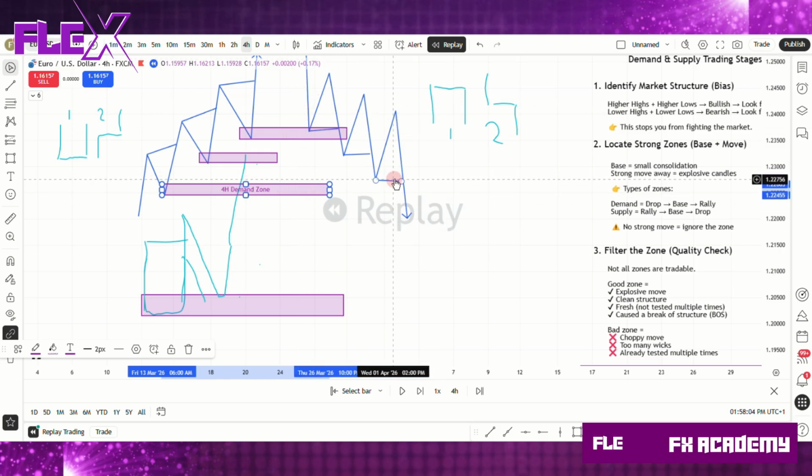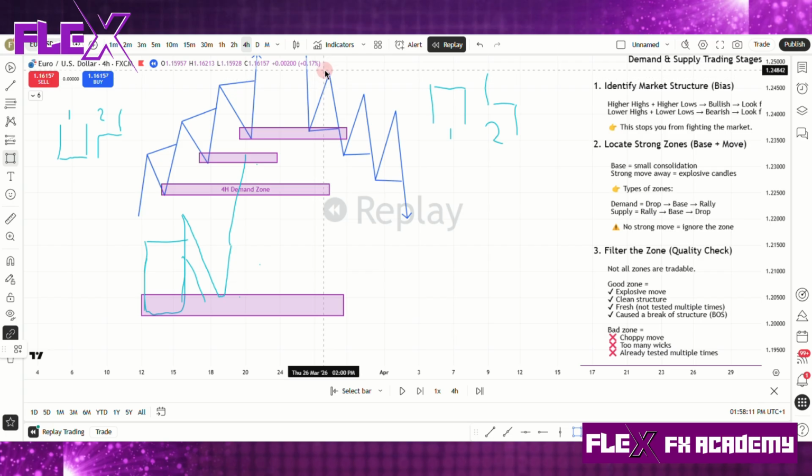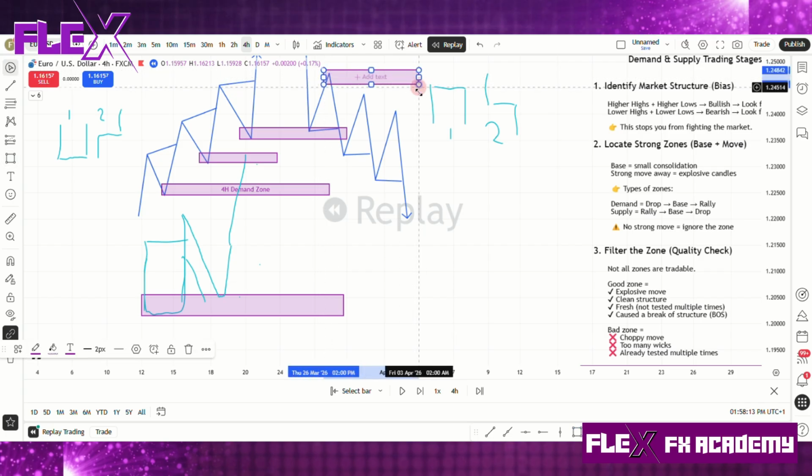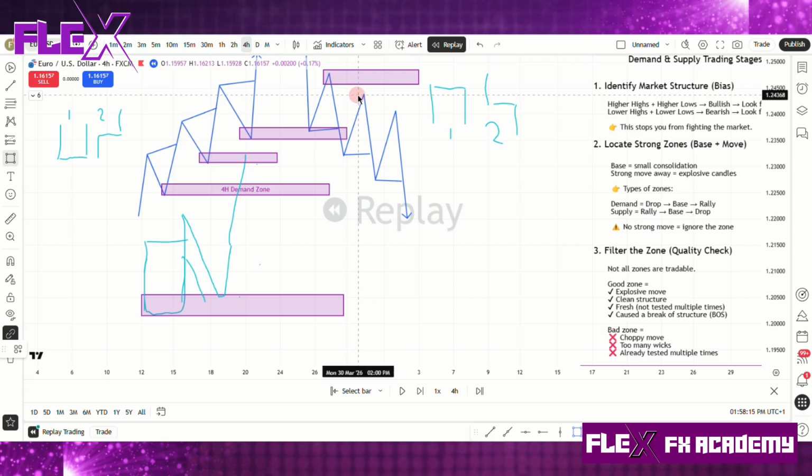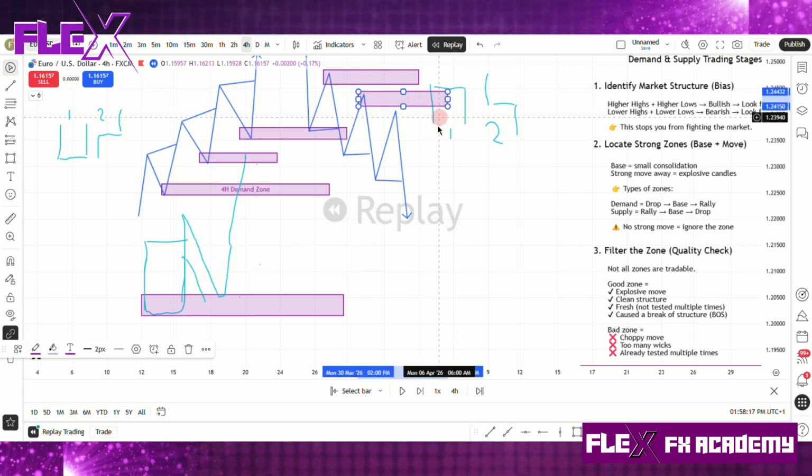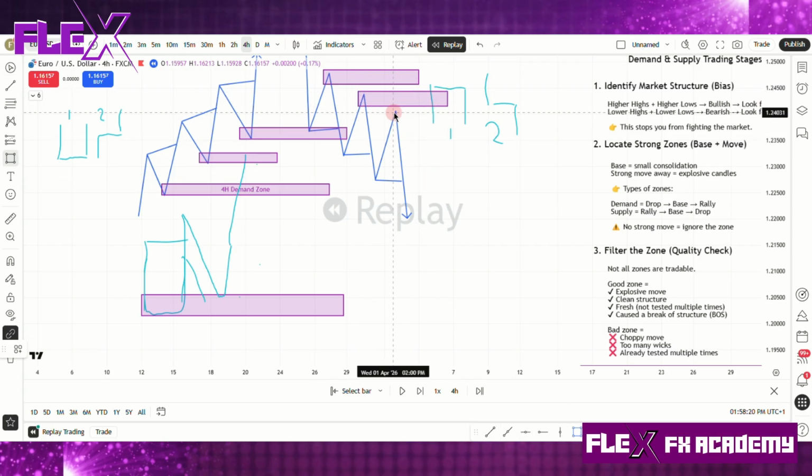The same thing applies to the bearish condition as well. Let me just take that again, so that you see it. So this, for example, is a zone. We have another zone here, and another one here.